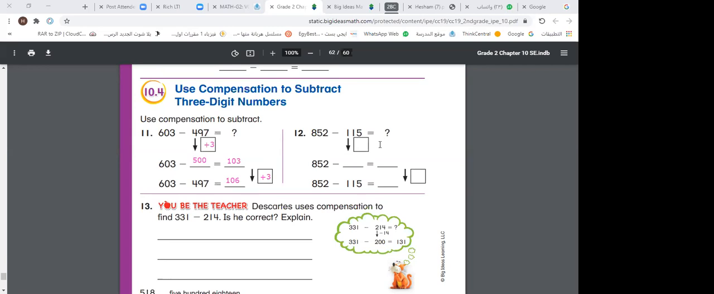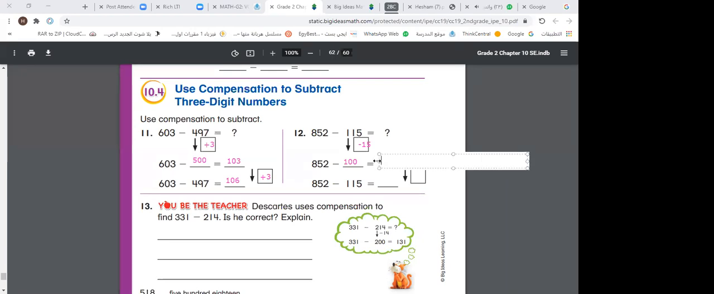Let's choose Omar Khalid. Hello, Omar. How are you? Fine, thank you. Omar, let's use compensation to get 852 minus 115. How can we make 115 a 100 number? Minus 15. Right here, minus 15. Minus 15, that's right. 115 minus 15 equals 100. So let's write here minus 15. Now 852 minus 100 equals what number?